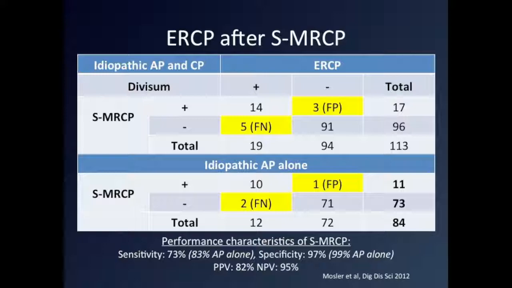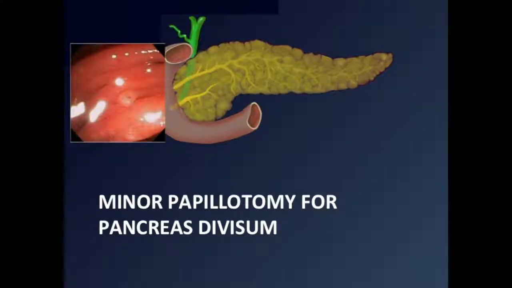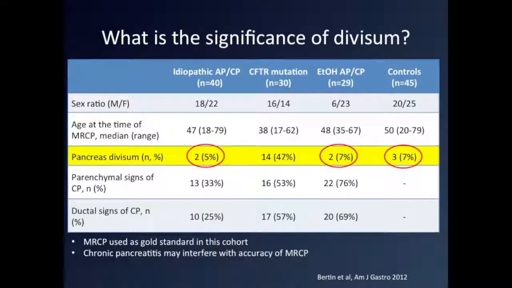But then the question is, who cares? So what does divisum really mean? I think that this has now been raised back up to the front of the table again in terms of what the implications are of even identifying divisum. So for divisum to matter for an endoscopist, a minor papillotomy must induce some benefit. The reason that divisum has now been drawn into question is that its prevalence is not thought to be much higher than in the normal population.